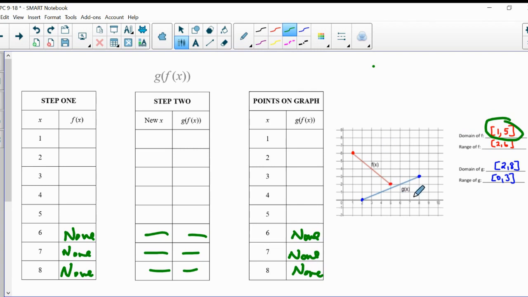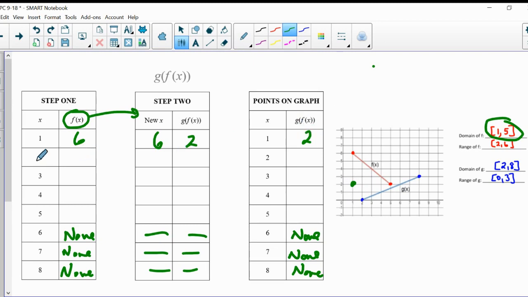So if I tried to plug in 6 or 7 or 8, I wouldn't get anything. So I already know that those are not points on the new graph of g of x. If I substitute 1 into f, I get 6. That becomes the new x value. So once again, the y value on f becomes the new x value when I substitute it into g. So now I'm going to do g of 6, and g of 6 is 2. So (1, 2) is going to be on my new graph of g of f of x.